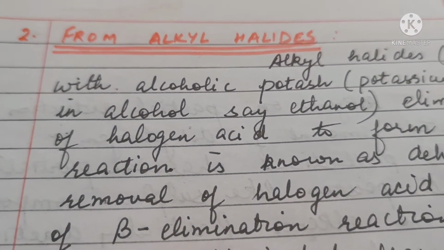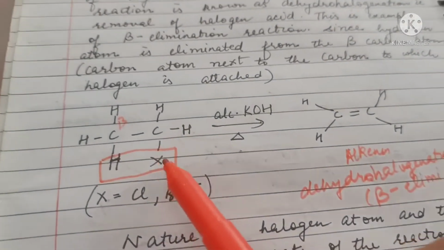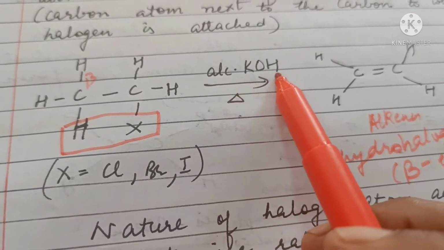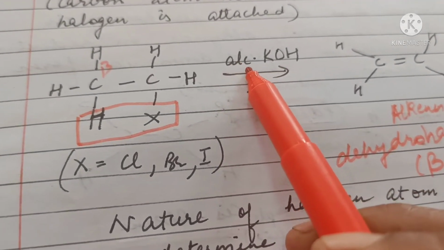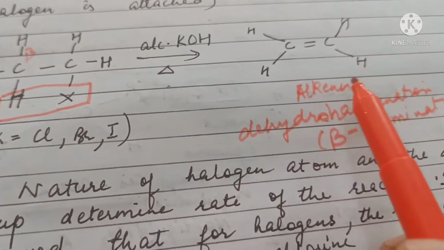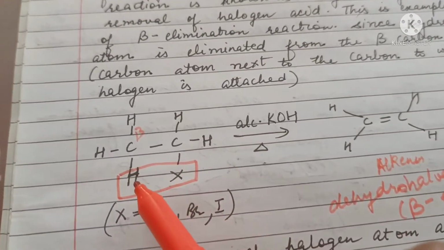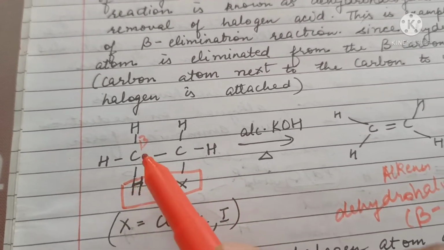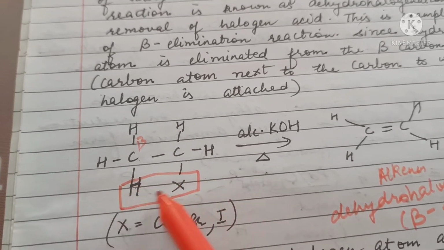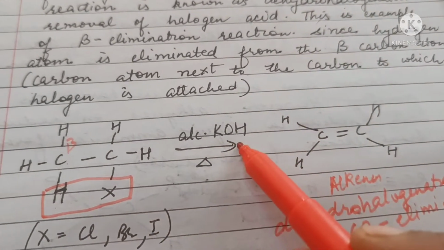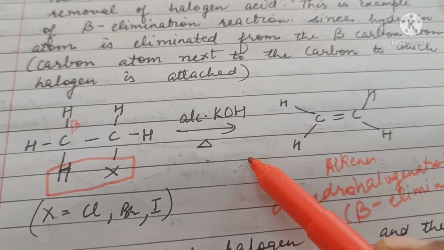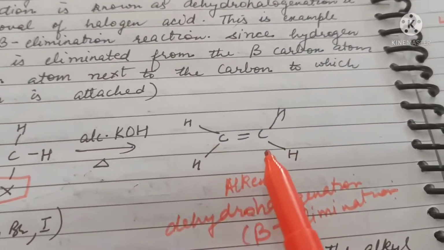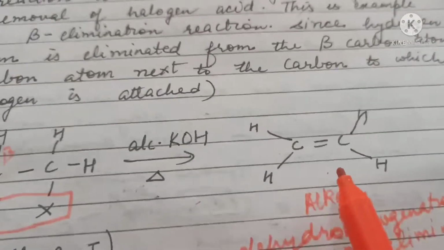Next method is from alkyl halides. When alkyl halides are heated with alcoholic potash, that is potassium hydroxide dissolved in alcohol, say ethanol, alkenes will be formed. What happens is that the halogen and hydrogen of beta carbon will combine to form HX, which combines with KOH to form KCl and water. So as this is eliminated, a double bond is formed and alkene is made.